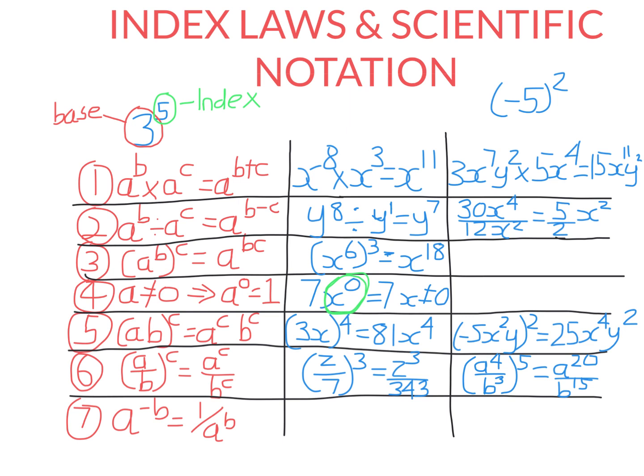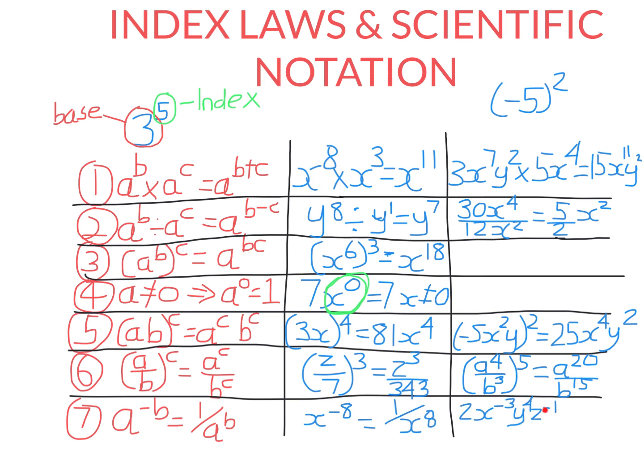All right, the last index law concerns negative indices. Basically it says if you have a negative index, you can move it to the bottom of the fraction, but write it with a positive power. So something like x to the power of negative 8, just put it on the bottom of the fraction and write it with a positive power.